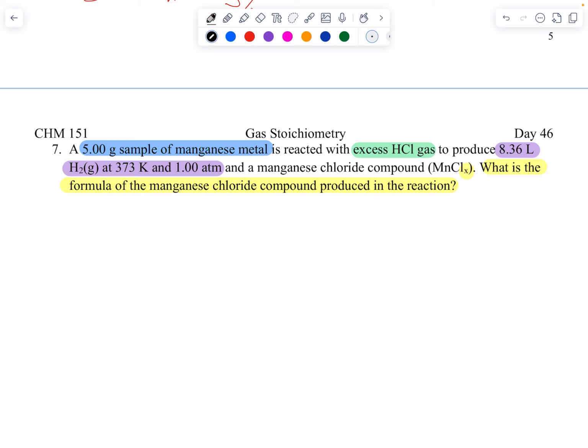Okay, so we have manganese, Mn solid, plus HCl gas, going to H2 gas plus MnClX. And that's probably going to be a solid. We have an X. All right, so I look at that reaction, and I don't know if I can balance it because I don't have X.